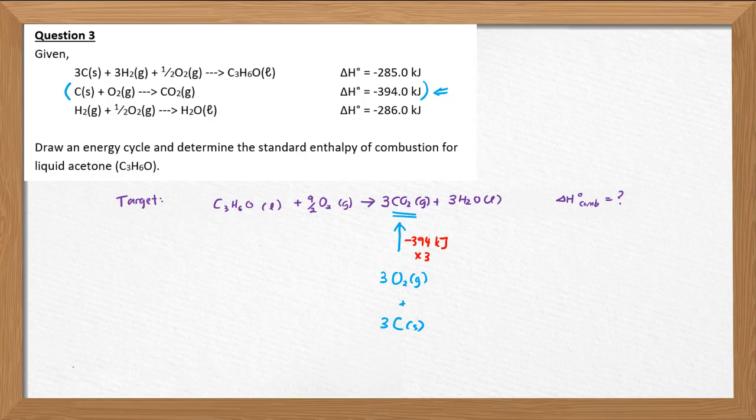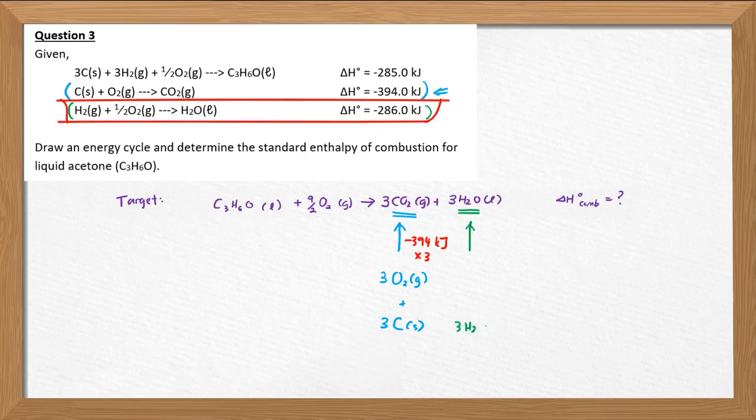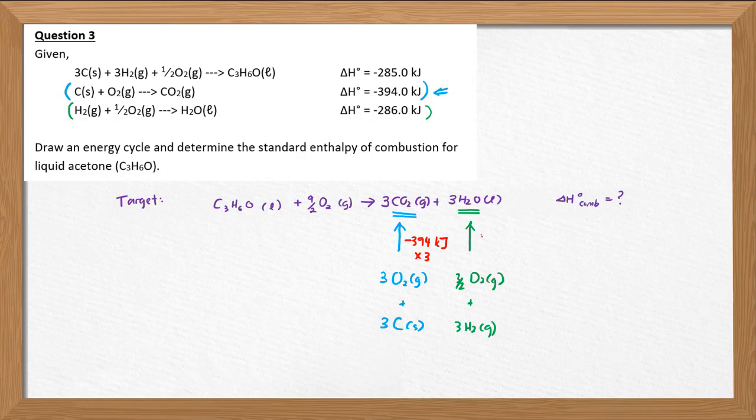Alright, so the next one, I go with the hydrogen and the water. You look at the water, I have 3 moles of water. So that means it will be formed from 3 moles of hydrogen gas plus 3/2 moles of oxygen gas. The enthalpy, negative 286 kilojoule. We multiply by 3 also, because the equation over here is only 1 mole of H2O. Here we have 3 moles, so we need to multiply by 3.